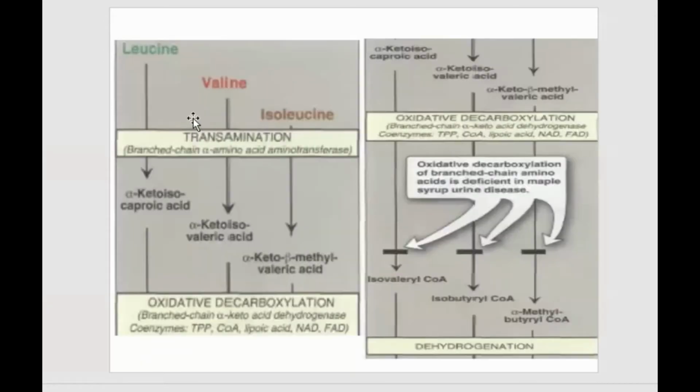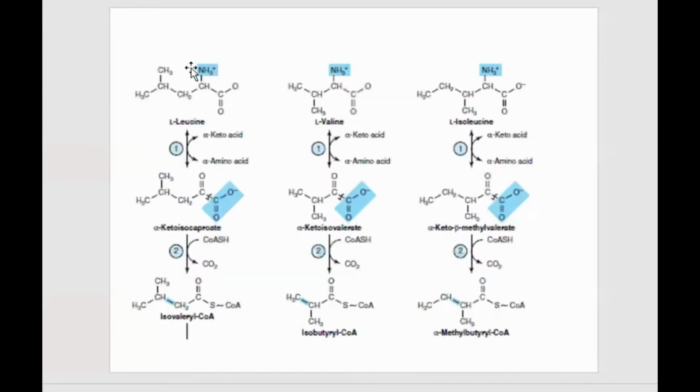So, transamination converts them. Leucine is alpha amino isocaproic acid (acetic, propionic, butyric, valeric, caproic). On transamination, the amino group is removed and it produces alpha keto isocaproic acid.